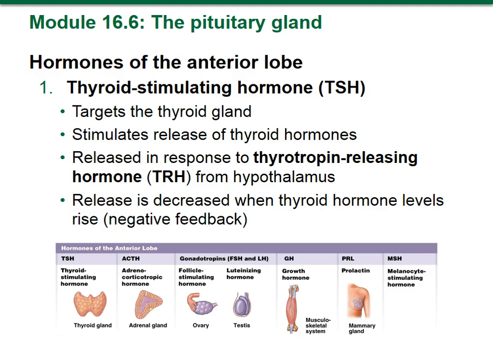And the release is decreased when the thyroid hormone levels rise. And you remember when we were first talking about the endocrine system, it operates in negative feedback. So as you have more and more of the chemical produced, in this case hormone, it feeds back on itself. It knows, okay, we've got enough of it, we can stop producing it. So it operates in negative feedback.